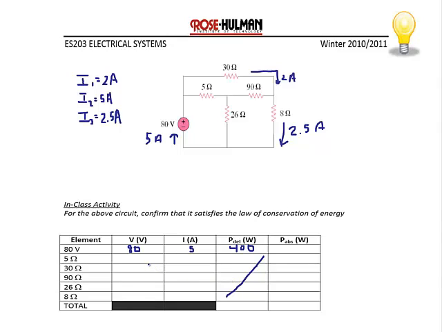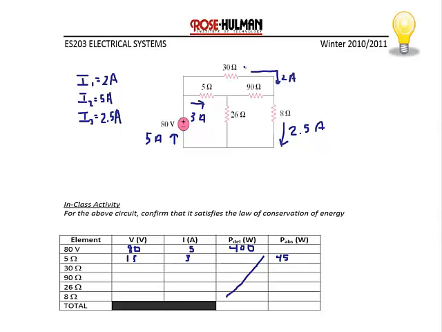The 5 ohm resistor. The current through the 5 ohm resistor is a combination of the mesh currents I1 and I2, so that would be 5 minus 2. So the branch current for that 5 ohm resistor is actually 3 amps. 3 times 5 is 15 for the voltage. So that gives us 45 watts absorbed.